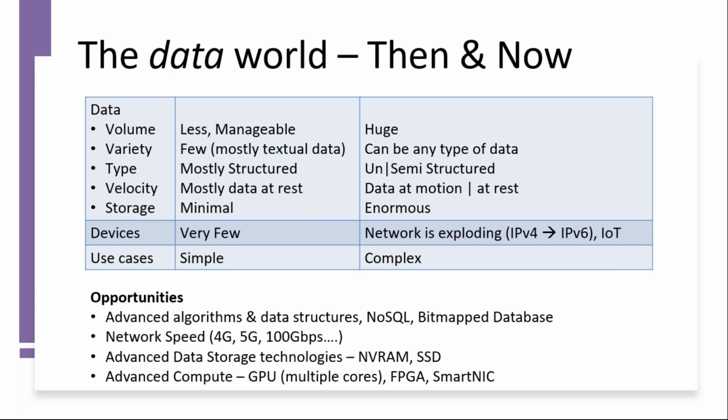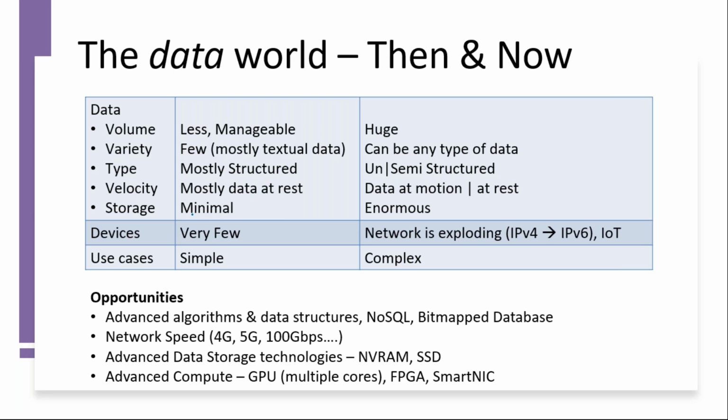And the type, back then it was mostly structured, but today it can be anything. It can be unstructured, semi-structured, or structured as well. And back then, most of the data was data at rest. You just collect the data, then you process it. It was batch processing. But now, as the data comes, you have to process it. That is what data streaming, or data in motion, is. As well, you have to even process the historical data.